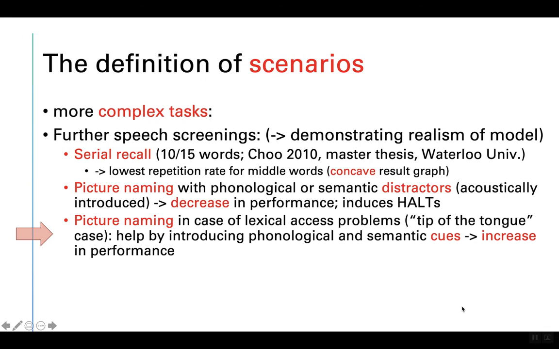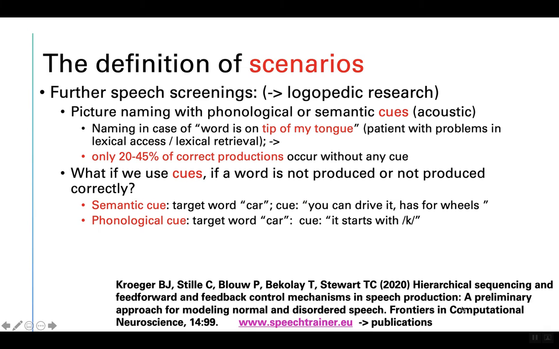How can we overcome this problem? We can overcome this problem by introducing phonological or semantic cues. If the model is not able to produce the word, we can add a phonological or a semantic cue and increase the performance. So what does it mean? Picture naming with phonological or semantic cues.